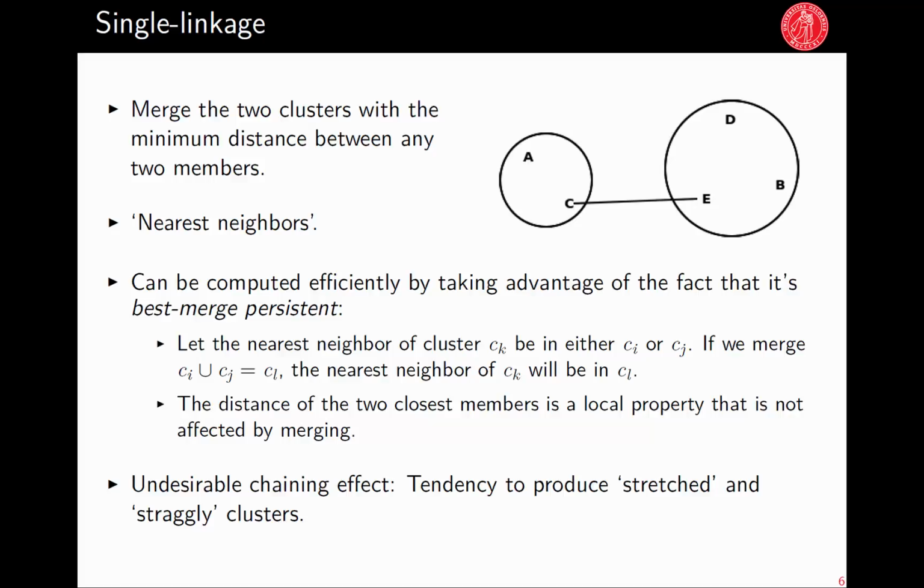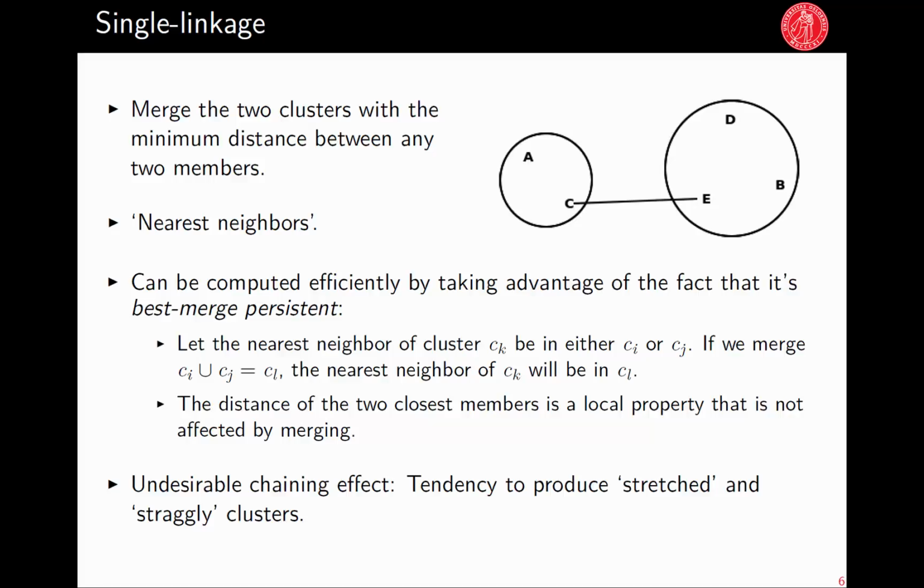So in this case, we see that of the set of points in the 2 clusters, C and E are the 2 points that are closest. So we'll say that the distance of C and E is the distance between these two clusters. And one nice property of the single linkage measure is what is sometimes called best merge persistence.